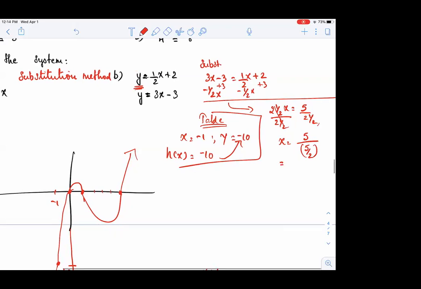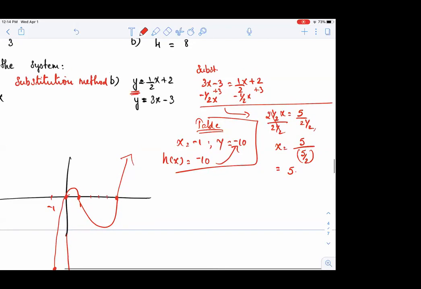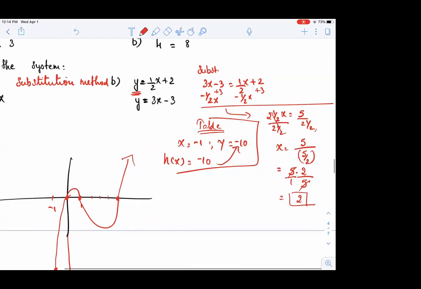Now we are going to use the division by fraction rule. Division by fraction is multiplying by its reciprocal. Or 5 divided by 2.5 is 2, right? 2.5 times 2 is 5. So 5 divided by 2.5 is 2. That's your x.